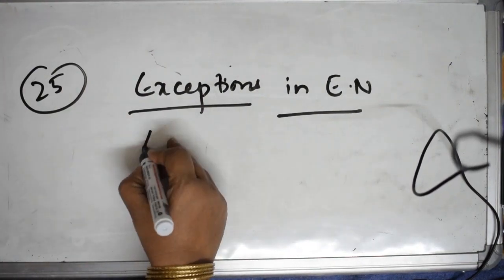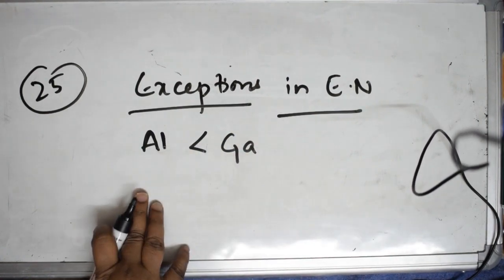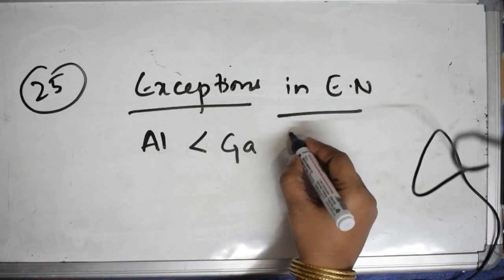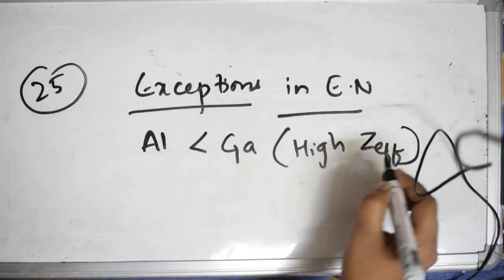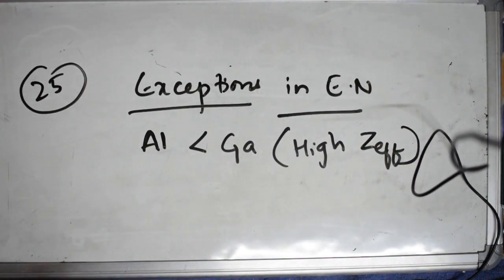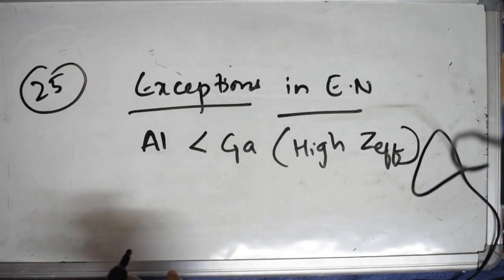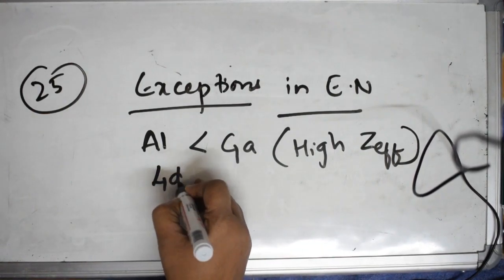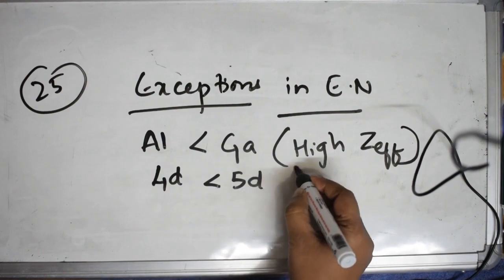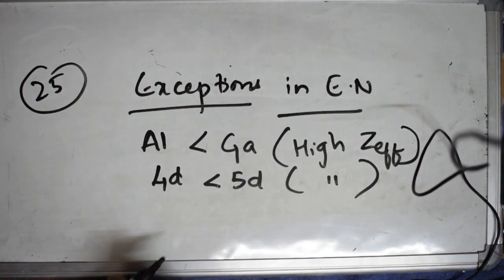So remember, as an exception, aluminium has less electronegativity than gallium because of high Z effective. The Z effective is high, which means automatically the exception is shown in this. And because of the electronic configurations, if you write and see, you can understand this. And 4d is less than 5d. The reason is the same. Z effective is very high in this case, that's why.